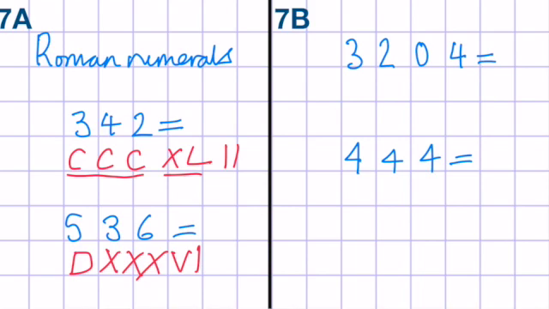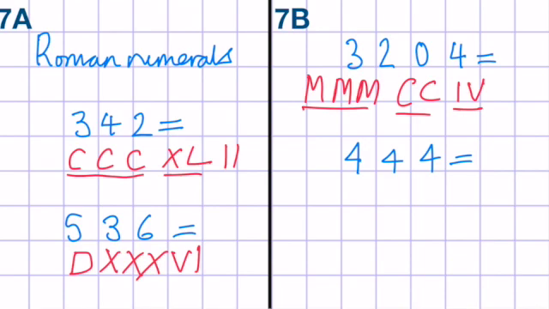3,204. So 3,000 is M, 200, CC, and 4. Just like with 40, we have to do 5 take away 1. So we put a 1 there and a 5 there. So it's 5 take away 1. So it's 3,204. Okay, so the trickiest one is the last one, 444.